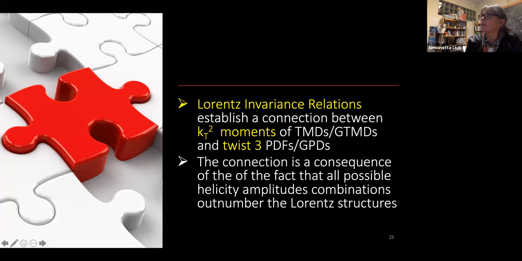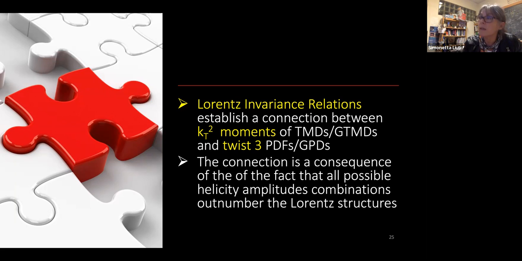So Lorentz invariance relations. The Lorentz invariance relations establish a connection between these kT squared moments and the twist 3 GPDs. So why is this connection there? Well, it's going to be a little bit involved, but the connection is essentially a consequence of the fact that all the possible helicity amplitude combinations that I can form with all the GPDs outnumber the Lorentz structures. So when we write the covariant Lorentz structures, there are fewer of them needed than the ones that form the various helicity structures. So there is just a mismatch in number.